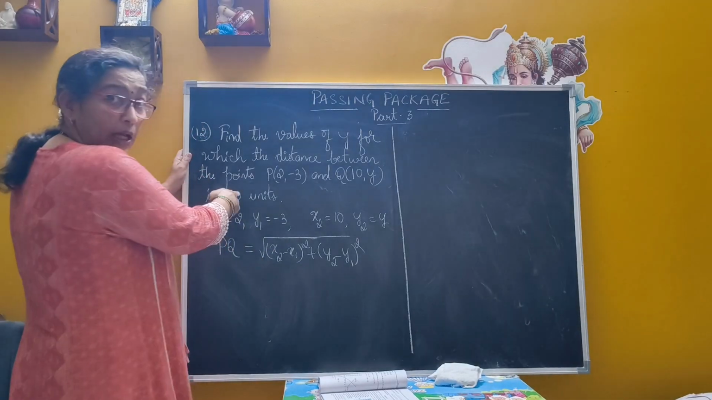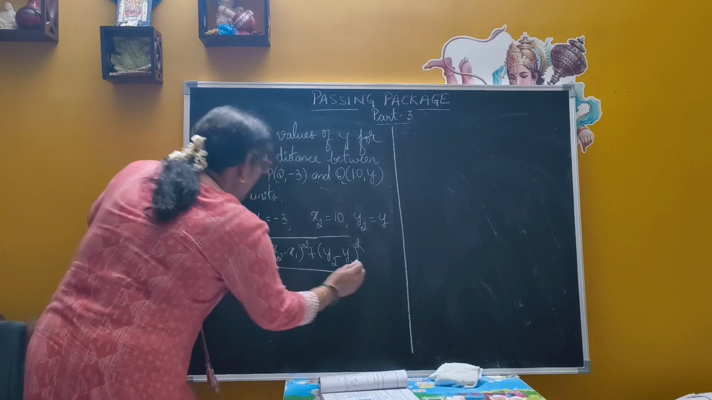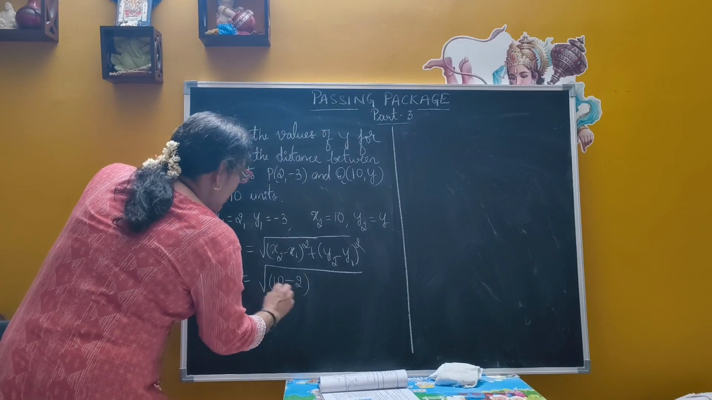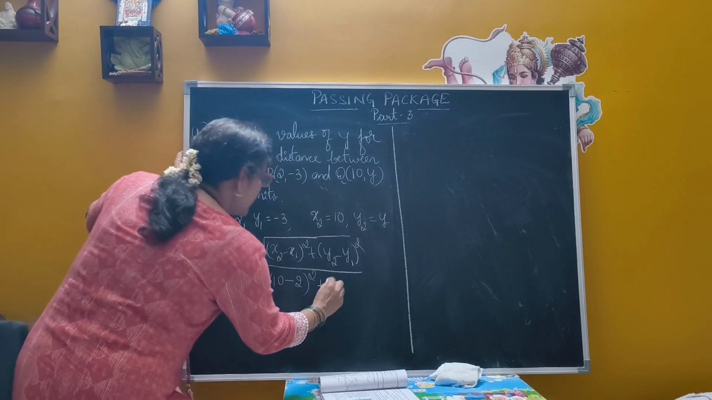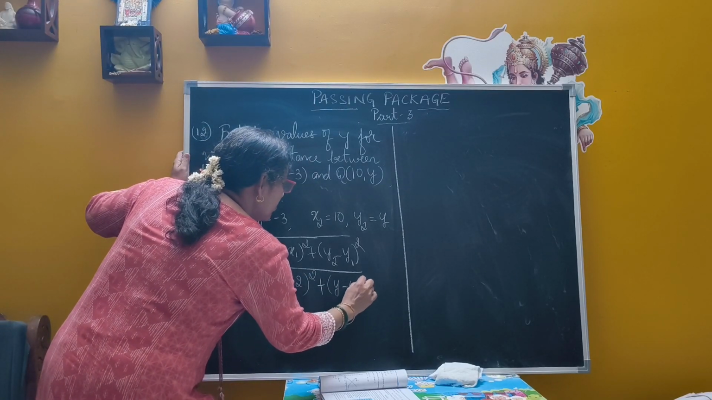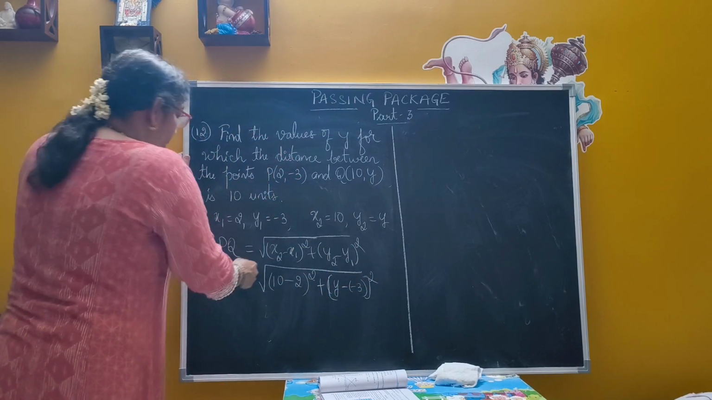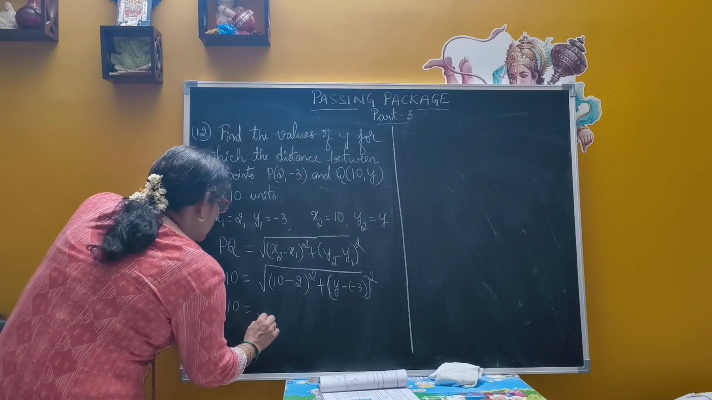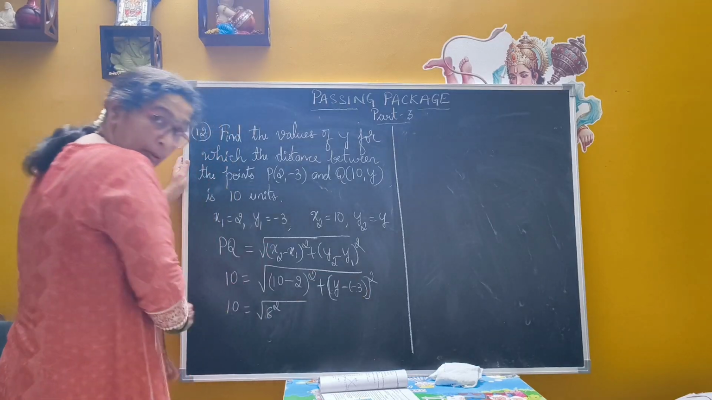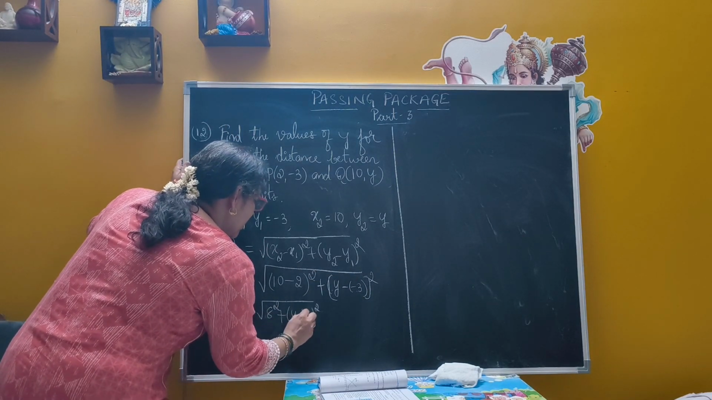PQ, how much? It is given as 10 units. So 10 is equal to, let us substitute the values. X2 is 10, minus x1 which is 2, whole square, plus y2 which is y, minus y1 which is -3, whole square. So 10 is equal to the square root of (10 - 2), how much? 8. 8 square. Here y minus into minus is plus, so (y + 3) whole square.